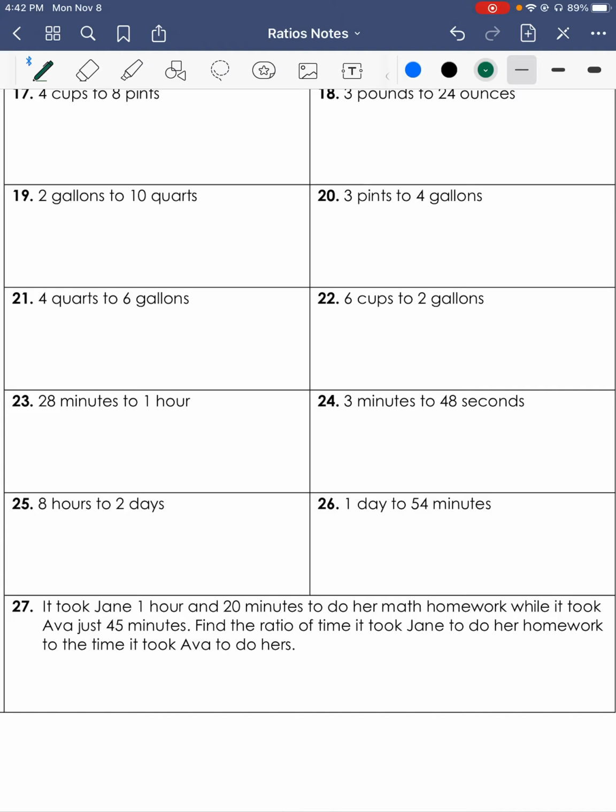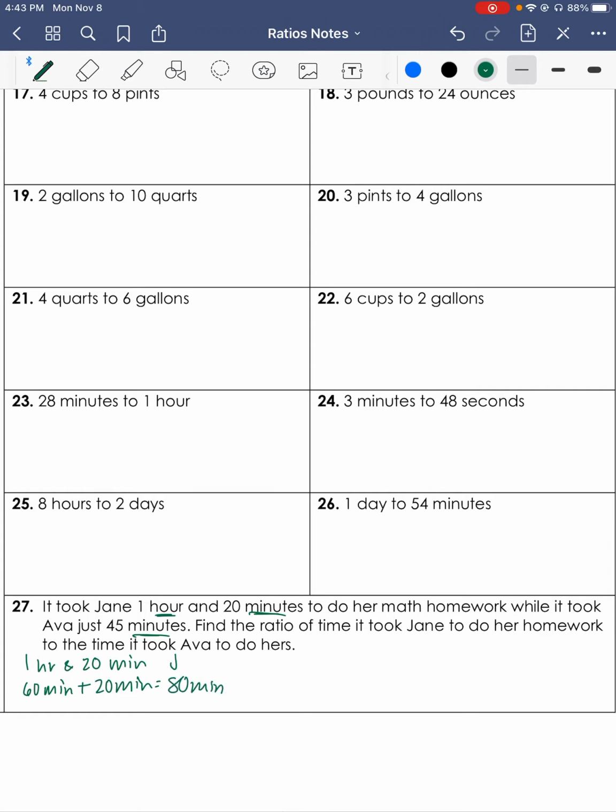It took Jane 1 hour and 20 minutes to do her math homework, while it took Ava just 45 minutes. Find the ratio of time it took Jane to do her homework to the time it took Ava to do hers. Okay, so we have a mix here. We have this hour and 20 minutes, even in just the one number. And then Ava's also in minutes. So let's take Jane's time. So we have 1 hour and 20 minutes. And let's convert this all to minutes. So 1 hour, there's 60 minutes. With 60 minutes plus 20 minutes. And that's going to equal 80 minutes.